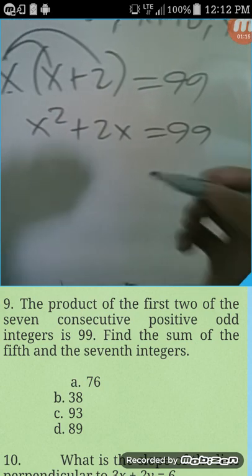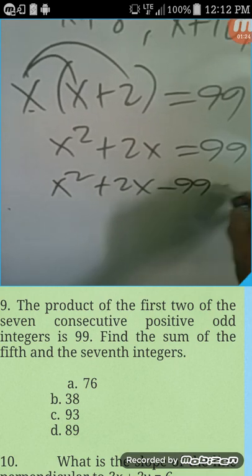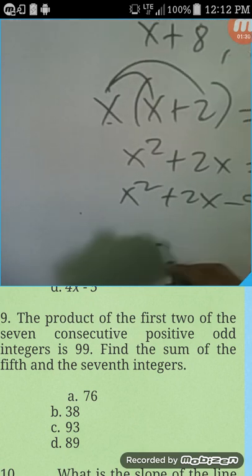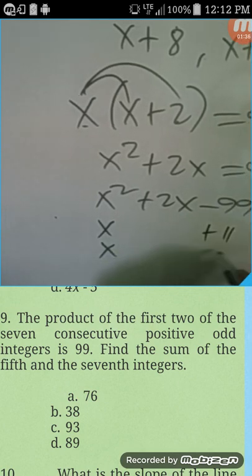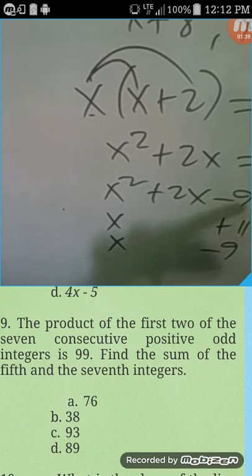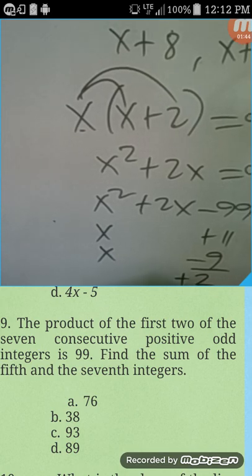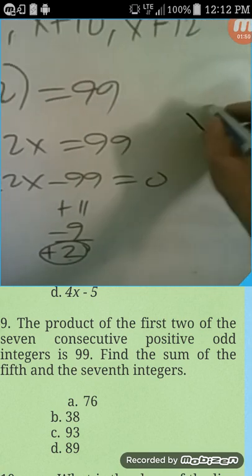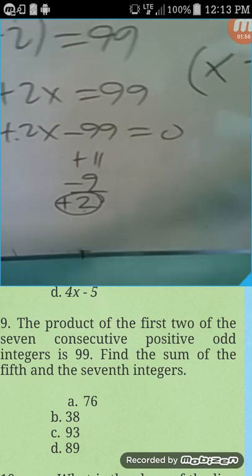We're solving for x, so we have x squared plus 2x minus 99, transposing 99 to the other side. Now factoring, we have factors of negative 99. This one will be x and x, and then positive 11 and negative 9. Why? Because if you add them, it gives you positive 2, which is the middle term. So the factors would be x plus 11 times x minus 9 equals 0.